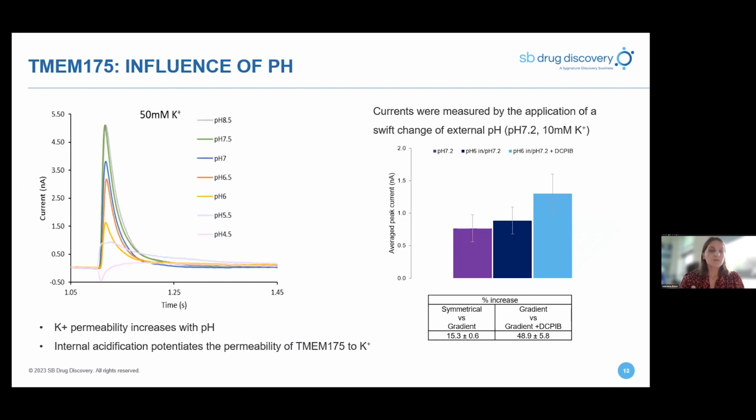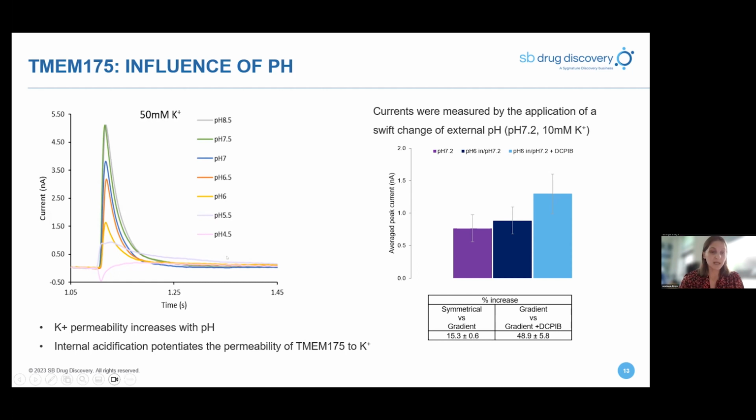So then, of course, we know that TMM175 is influenced by the pH, and here's just to reflect 50 millimolar potassium flux at different pH values. And hopefully you can see that with lowering the pH, the potassium translocation drops. So that's something that, of course, Andrew went into more detail, but that's something we also want to explore here at SB.